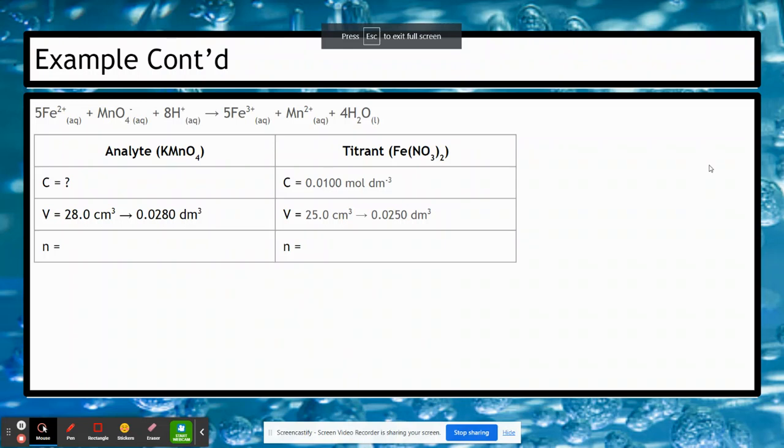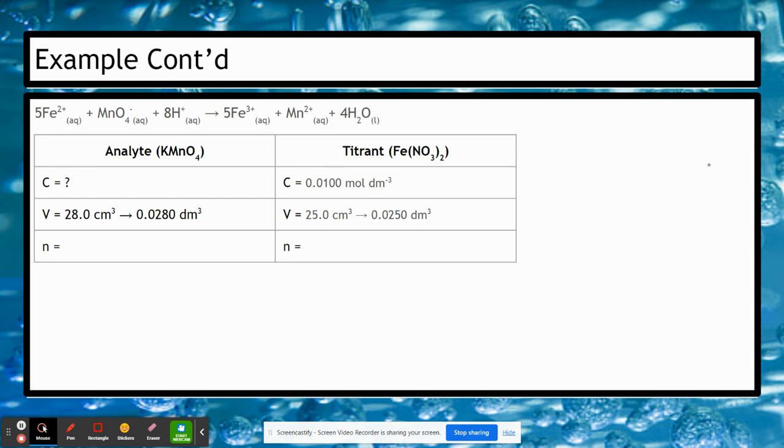All right, so here's your example problem for this redox reaction of iron nitrate and potassium permanganate in acidic solution to oxidize the iron and reduce the manganese, one of the byproducts being water. So I filled out the table for you for what I know. Remember that the volume has to be translated to liters.